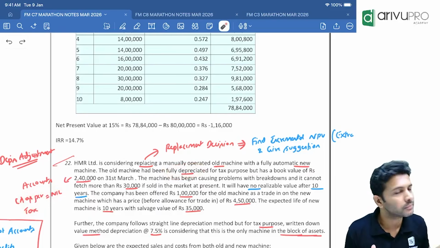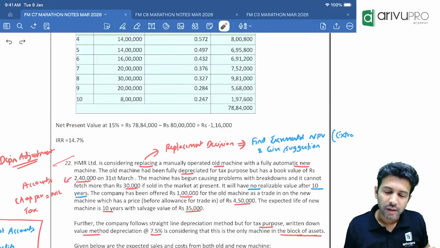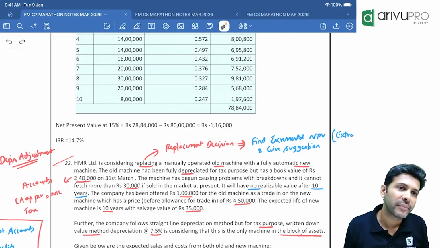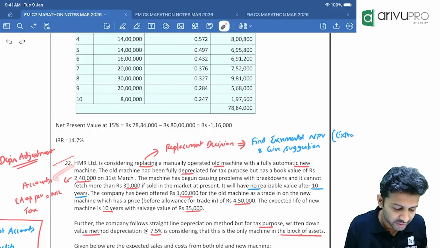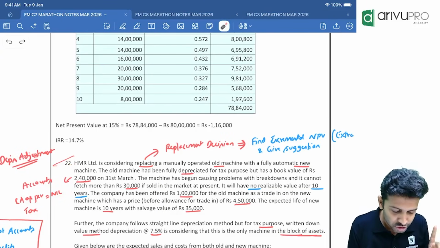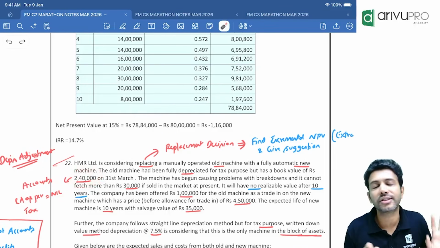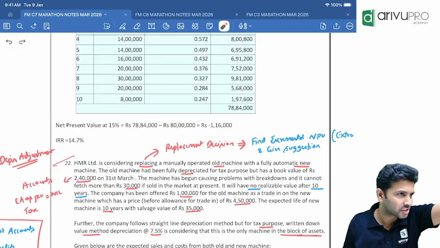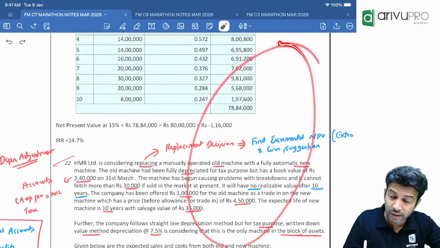Done now. The first question that will come to your mind: I am neither in accounts, nor in tax, I am in FM. Should we consider accounts ka data or tax ka data for the FM subject? Accounts ka book value is 240, tax ka book value is 0. Which one should we consider for our FM? Very simple, no? FM is decision making, right?